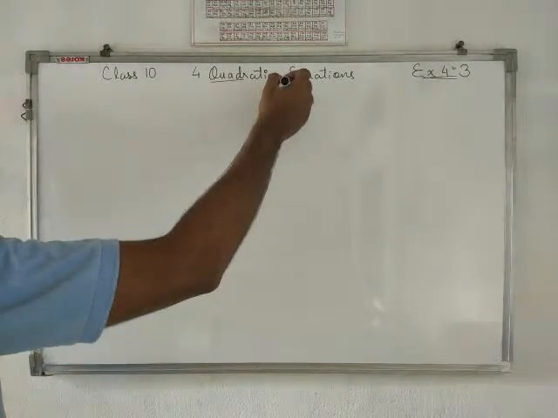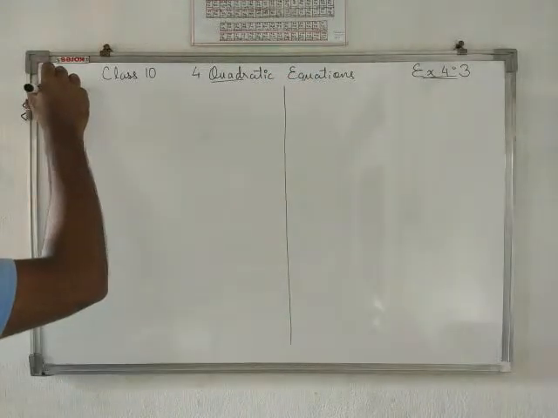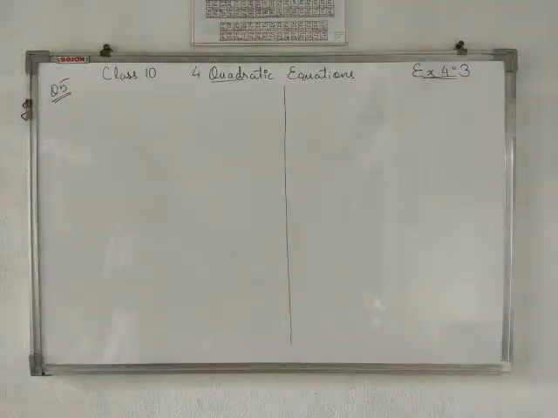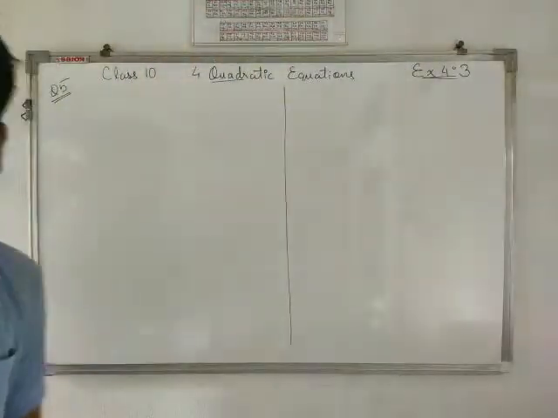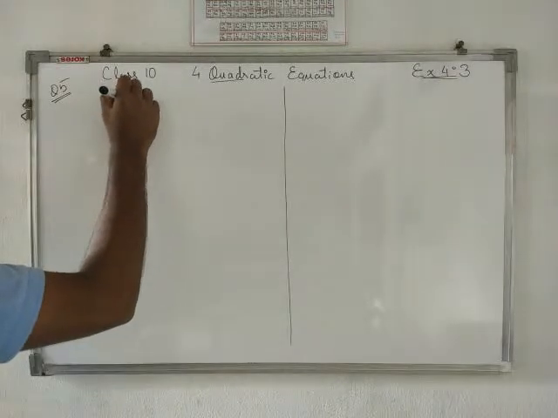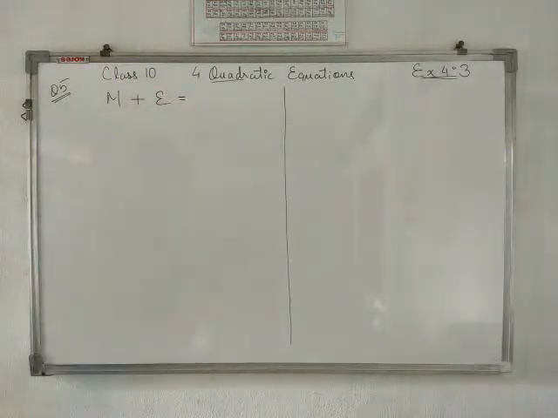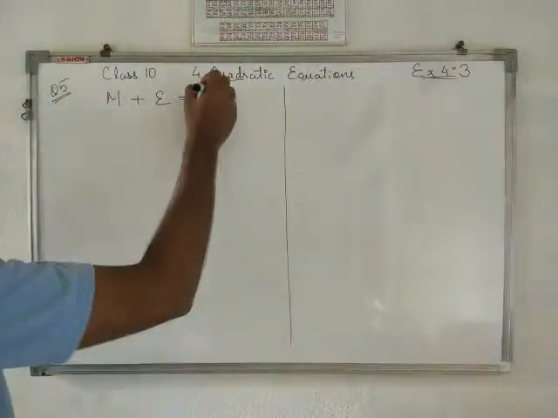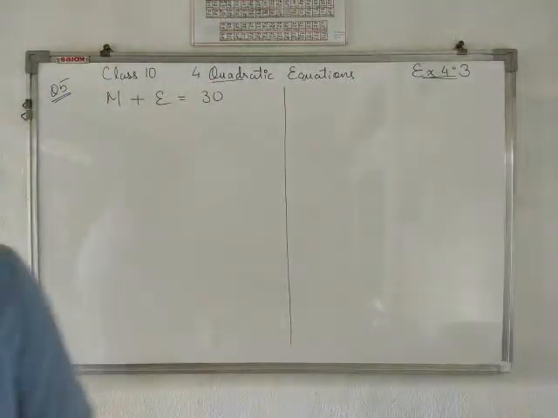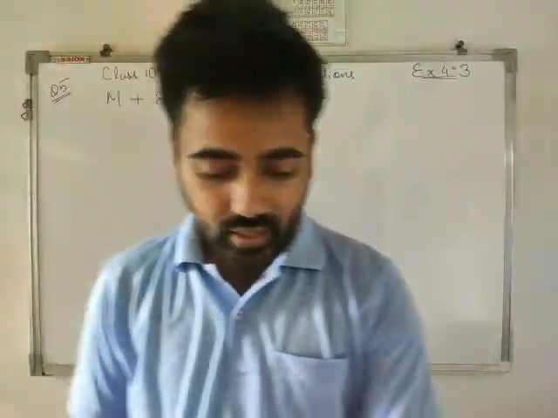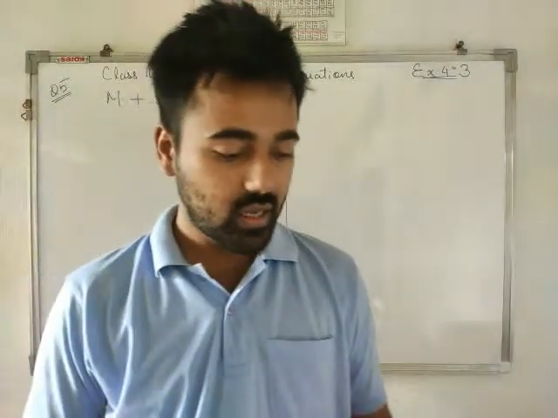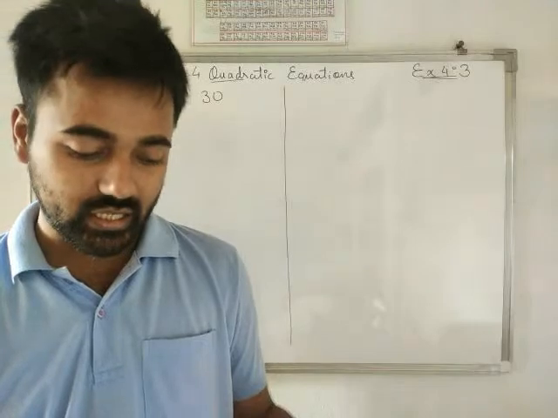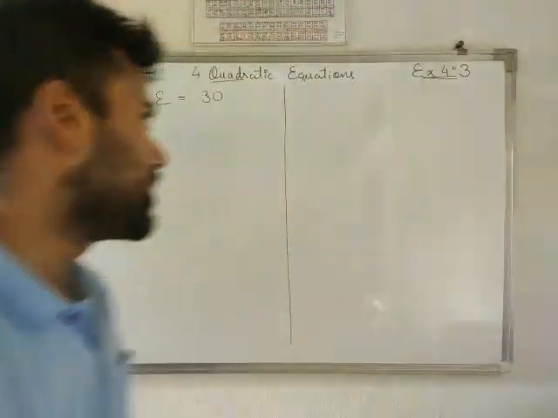So in this video, we will be starting from question number 5. Question number 5 says that in a class test, the sum of Shefali's marks in mathematics and English, that is maths plus English, is 30 marks. Then they say that had she got 2 marks more in maths and 3 marks less in English, their product would have been 210.